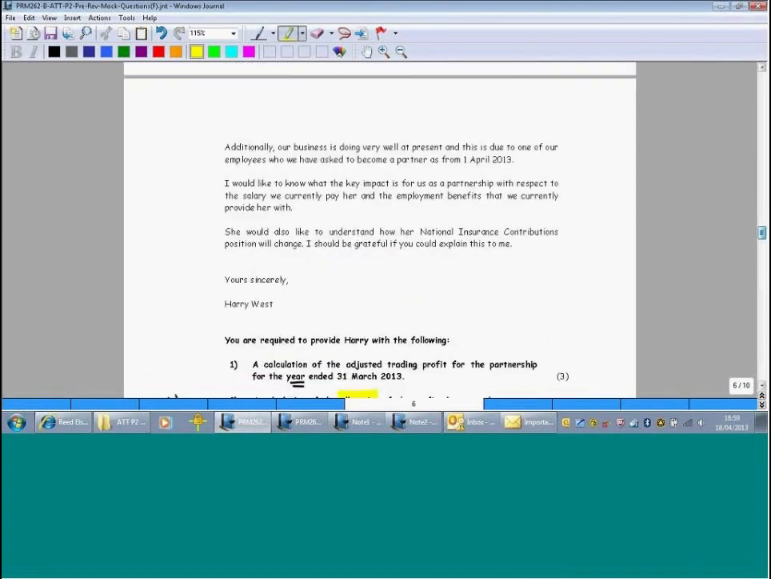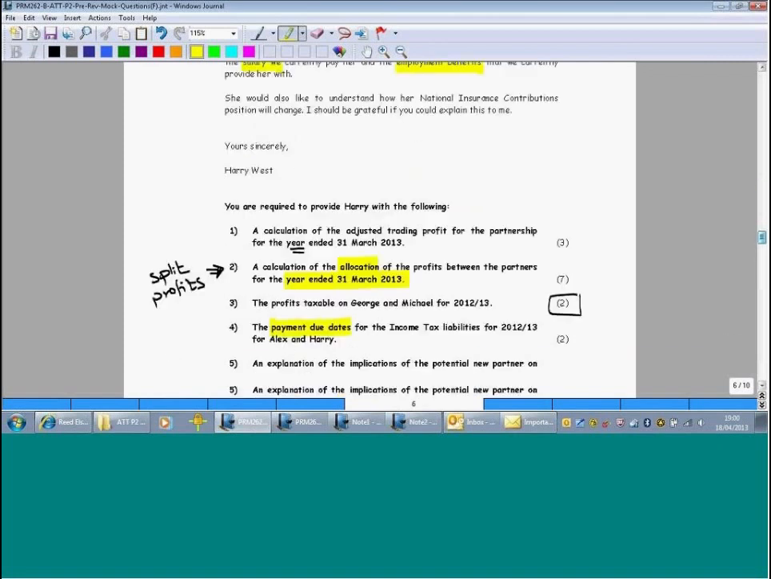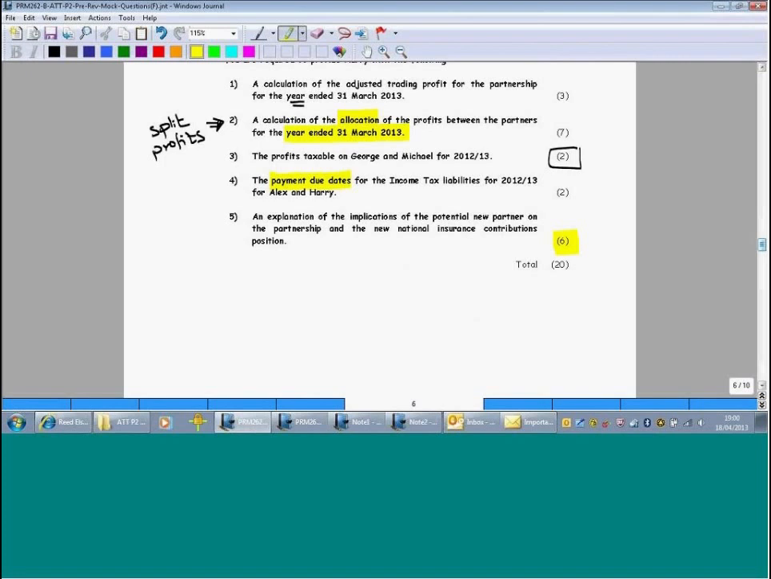So when you look at the information here, what you're dealing with is an individual who's an employee receiving employment benefits and a salary, and she's now going to become a partner. And so what you basically got to talk about here for 6 marks is the fact that once she becomes a partner, her salary will be disallowable and there won't be any tax relief for the cost of any of the benefits provided to her.